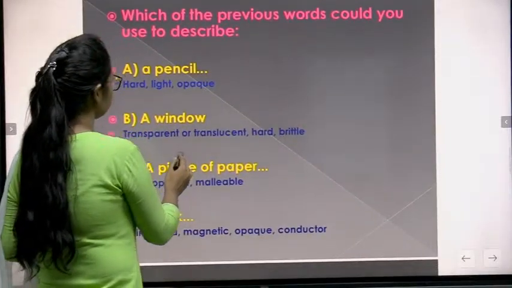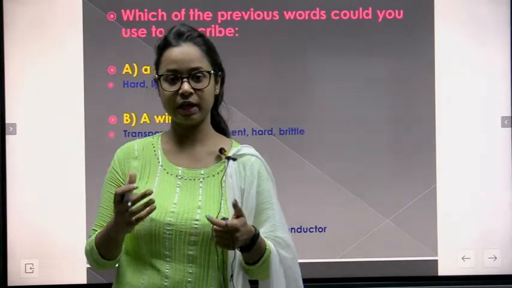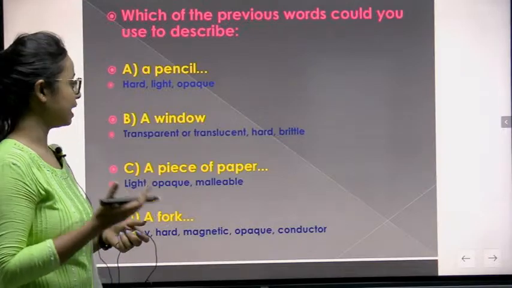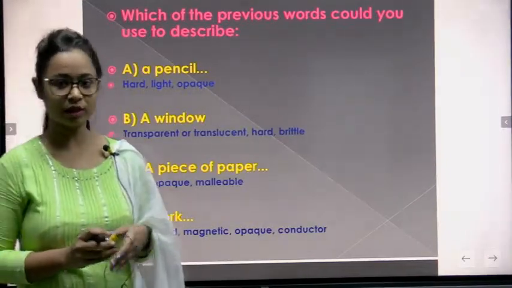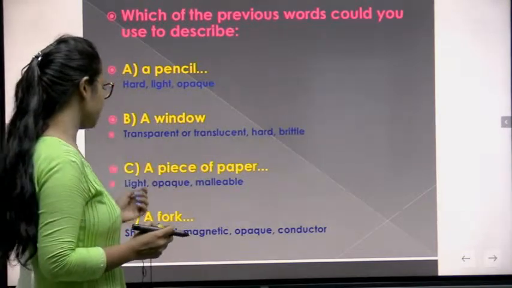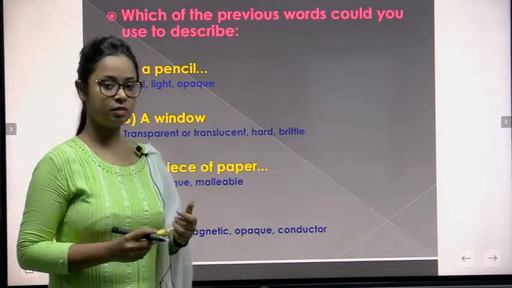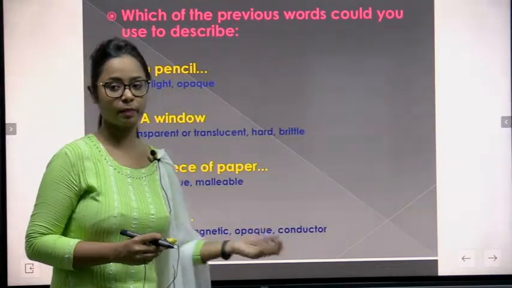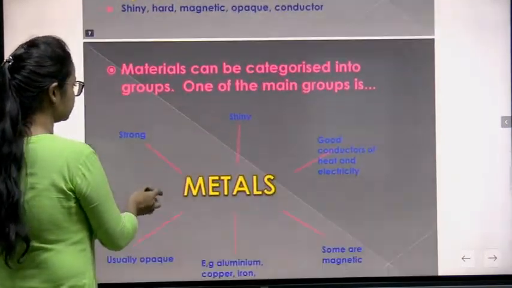After that, I have given you some words for which you have to tell what kind of properties they have. A pencil is hard, lightweight, and opaque. A window is a transparent or translucent object, hard, brittle. A piece of paper is a light, opaque and malleable substance. A fork is shiny, hard, magnetic, opaque, and a good conductor of heat and electricity.